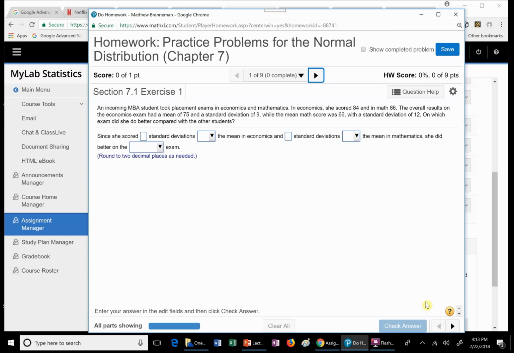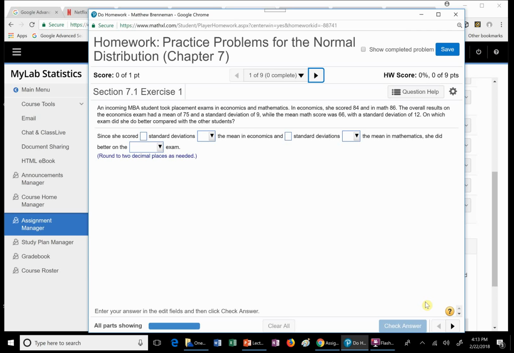So what sort of problem is this, first of all? What are they asking for here? They're giving us the deviation for each of those tests and the scores. Right, so this is the situation where we want to compare two things, apples and oranges. We want to compare her score in math to her score in economics, so we're going to look at the z-score.